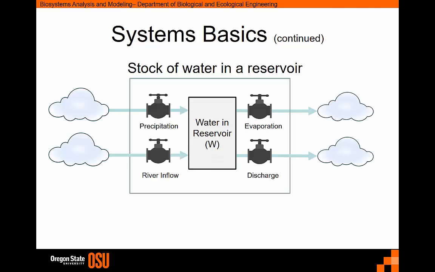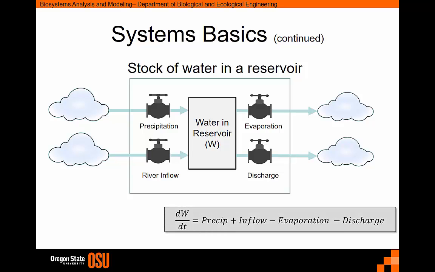Here's a slightly more complicated version of the reservoir model we just saw. This one has explicit flows for precipitation, upstream flows coming into the water reservoir, and losses due to evaporation off the reservoir surface and downstream discharge.